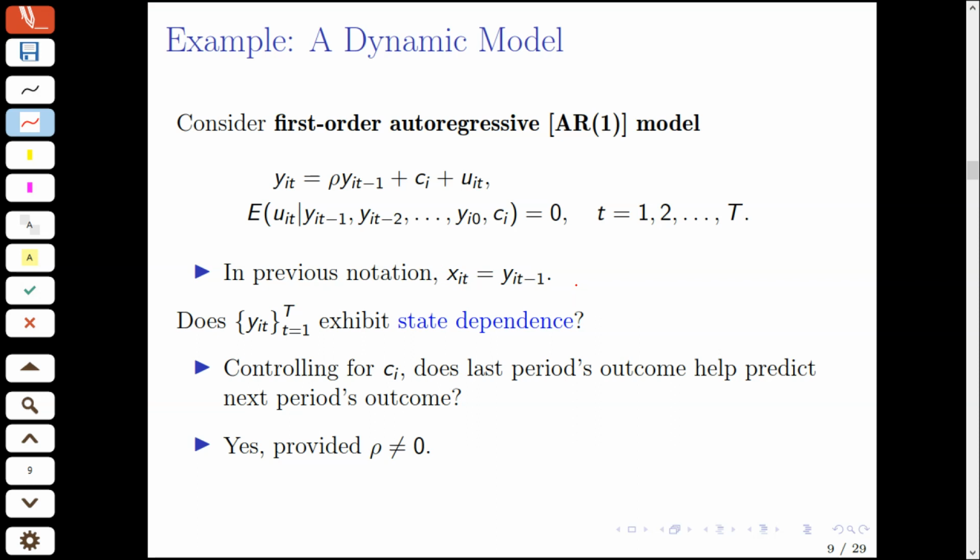You may ask, why should we pay any attention to a first-order autoregressive model? Well, one question one might ask, or use the autoregressive model to address, is whether, upon controlling for the individual effect, does last period's outcome help predict the current period's outcome? That is, does the series of outcomes exhibit a sort of state dependence? The answer, using the model, is yes, provided the coefficient on the lagged outcome, rho, is non-zero.